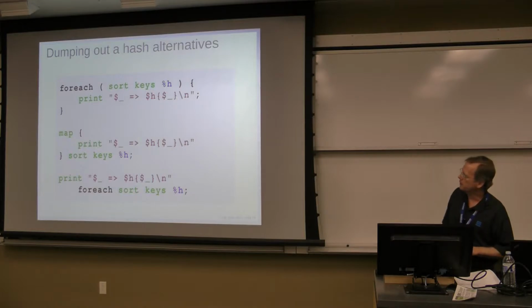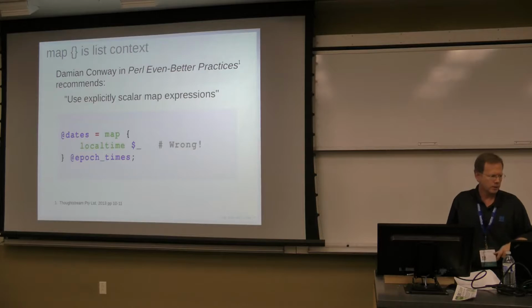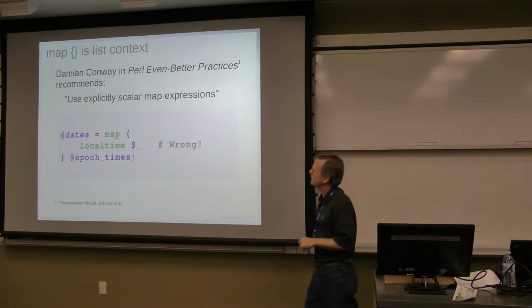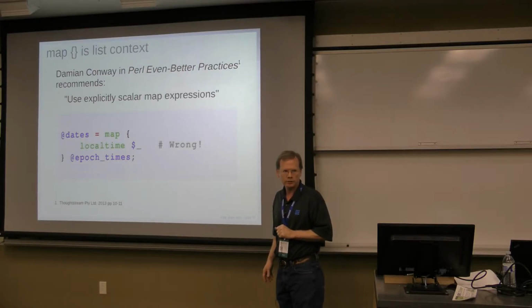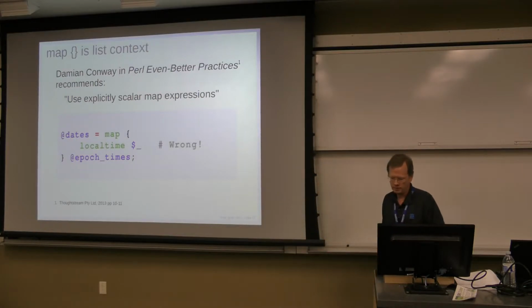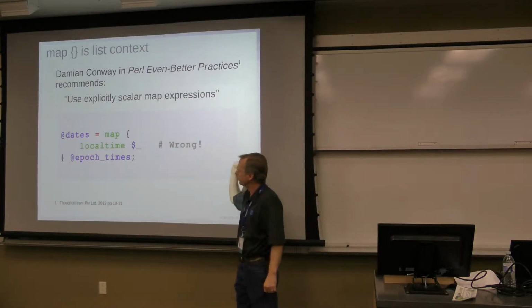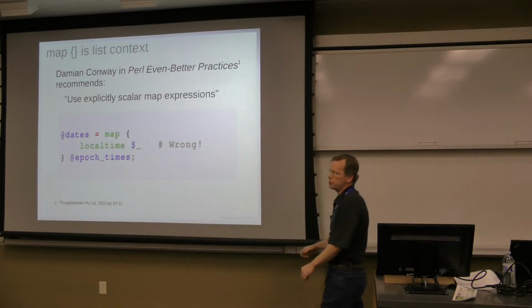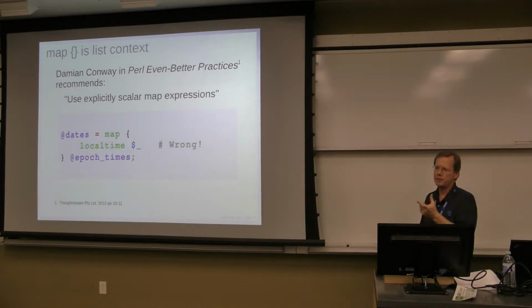Now, one of the gotchas here with map is that the block for map that you give it is in list context. It's expecting a list. Most of the time, that's not going to cause a problem. Damian Conway recommends in his Perl Best Practices to explicitly use scalar map expressions. So you are to put scalar in front of every block for map.